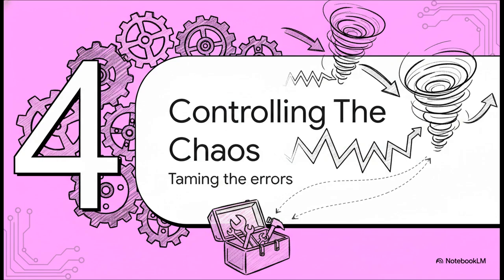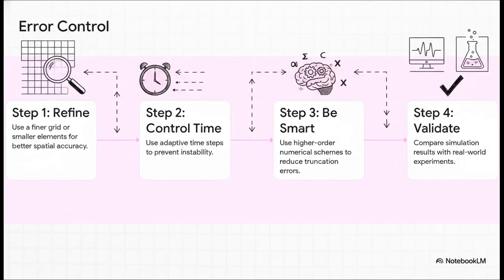Now, here's what's so cool about all this. Scientists don't just see these errors and throw their hands up. No way. They have a whole toolkit of strategies designed specifically to manage and control this chaos. They know they can't eliminate the errors entirely, but they can definitely tame them. So how do they do it? Well, the whole process involves a few key steps.